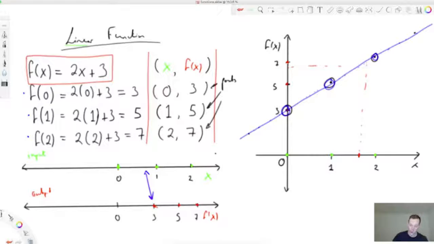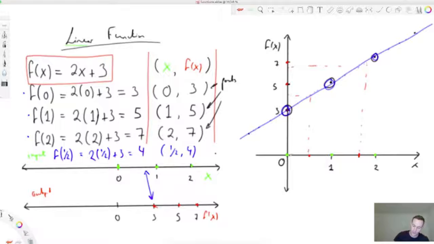Or we could say, for example, we could put a number between 0 and 1 in, and then we get an answer between 3 and 5. So let's try that one. Let's say for example we did f of a half. So f of a half would be 2 times a half plus a 3. Now 2 halves, well that's just 1, so then 1 plus a 3, that's a 4. So then you get out the point a half and 4.